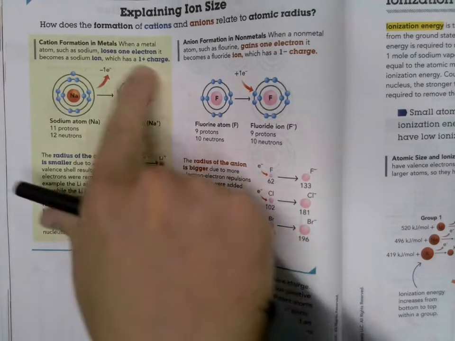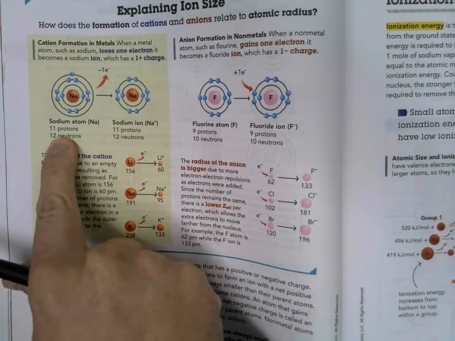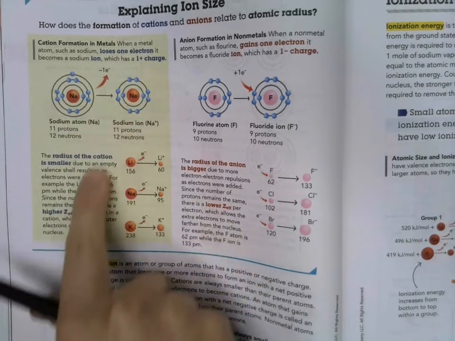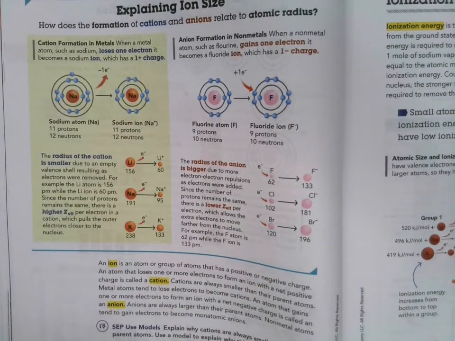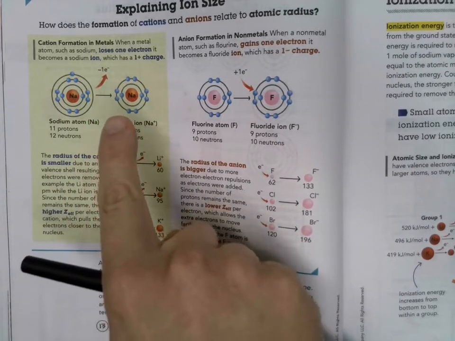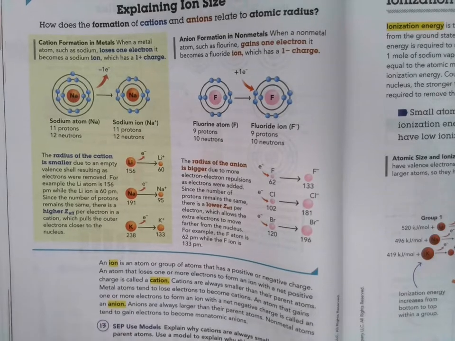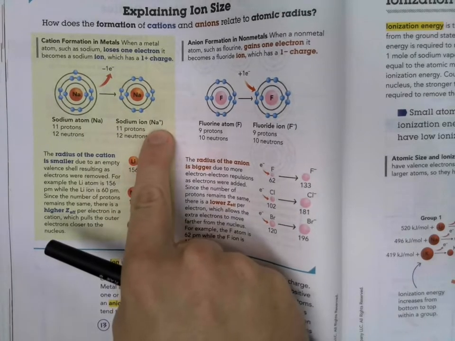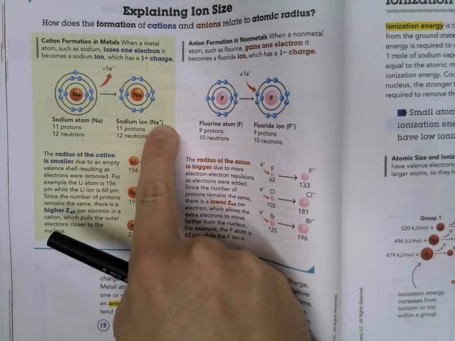Okay, so if we look at this image, we have 11 protons and 11 protons. Our protons stay the same, but our number of electrons changes. It's losing negativity, so it has now more positivity, so it's going to be more positive. That's why it has a little plus sign at the top here, Na+. All right, this is an ion.